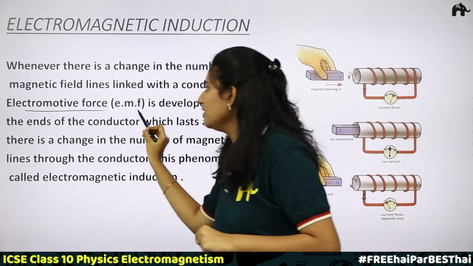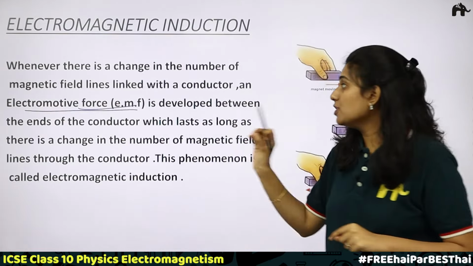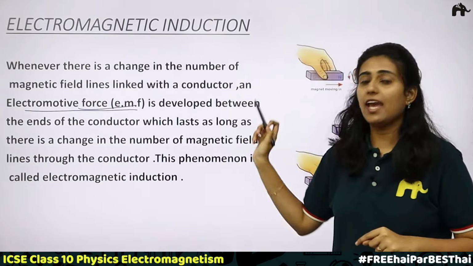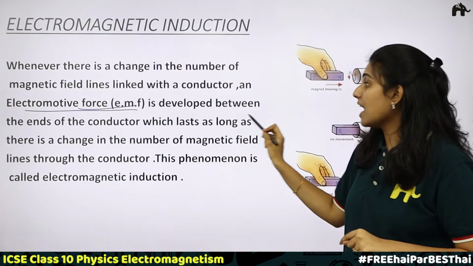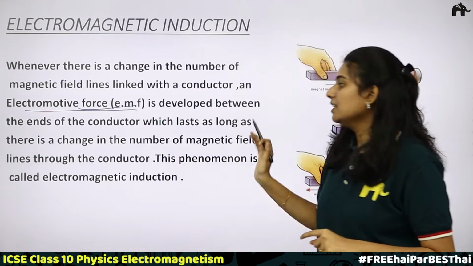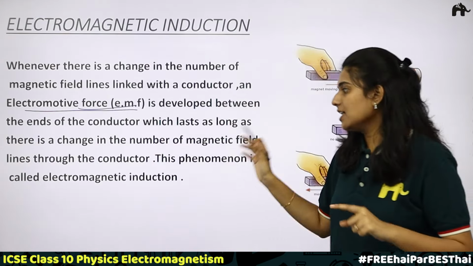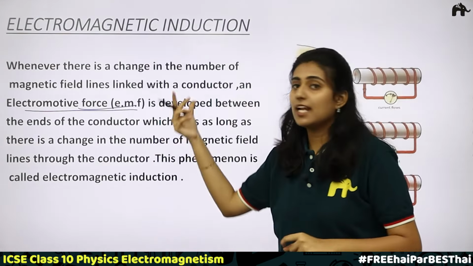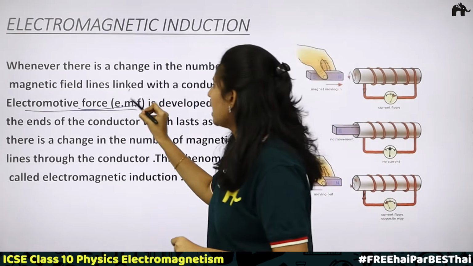This is very important. We'll be explaining it. Electromotive force, or EMF, is developed between the ends of the conductor, which lasts as long as there is a change in the number of magnetic field lines through the conductor. This phenomenon is called electromagnetic induction. We'll be explaining what electromotive force is. It is nothing but a type of voltage.